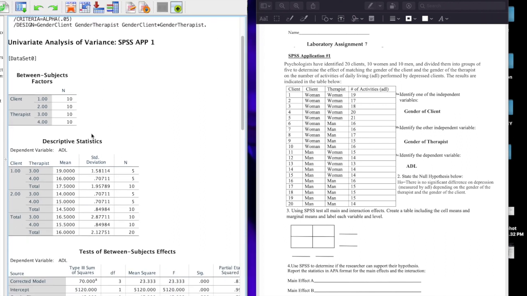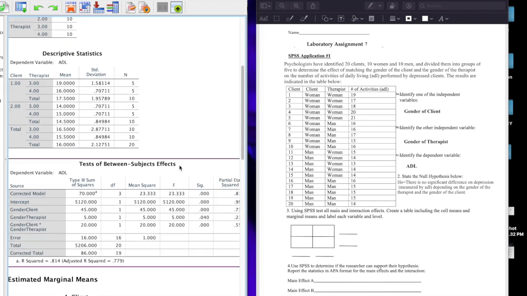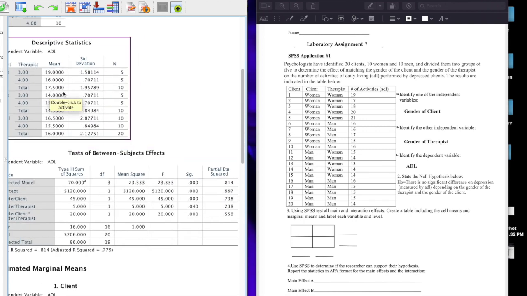So what I have here are my Ns for each group. So group 1, which was the client woman, and group 2, which we had coded as the client man, and then therapist 3, so this was the woman therapist, and then therapist 4 was the man therapist. So these are the numbers of participants in each group. And then here is a breakdown of our descriptive statistics, the means for each group and the standard deviations.